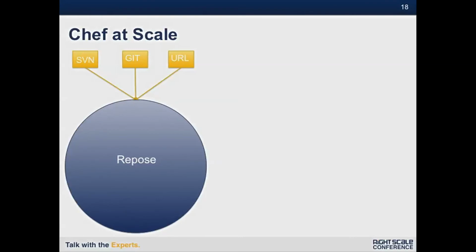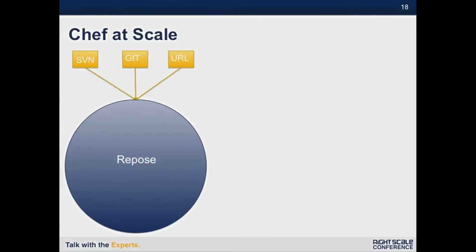All right, so that's sort of the why on some of the little differences between Chef on RightScale and Chef from Opscode. I'm going to touch a little bit on Chef at scale. So we talked about Repose, which is sort of that back-end cache of all of the code that you're pulling in from your source code repositories or from a URL.